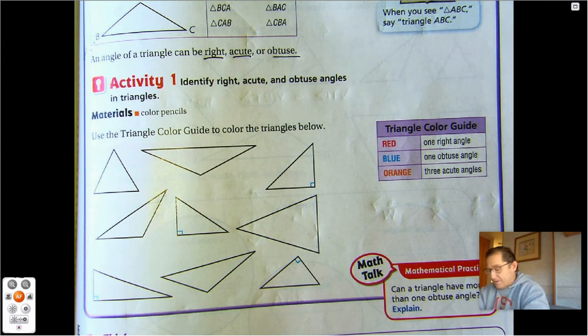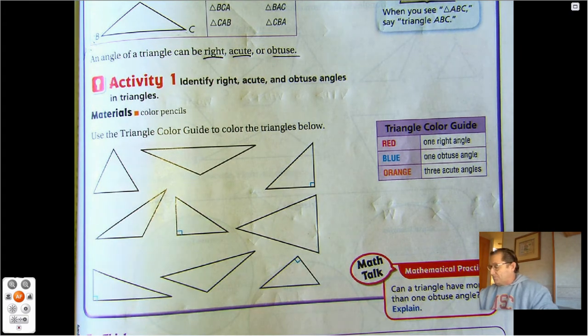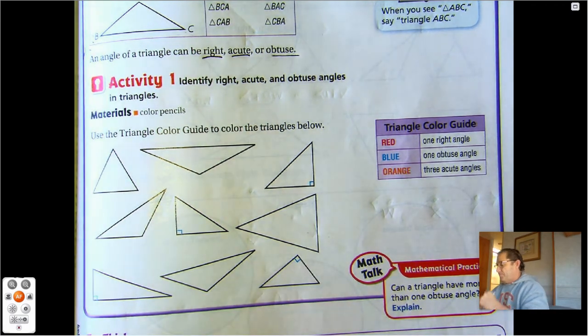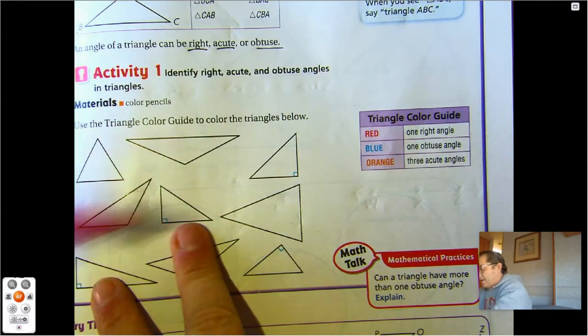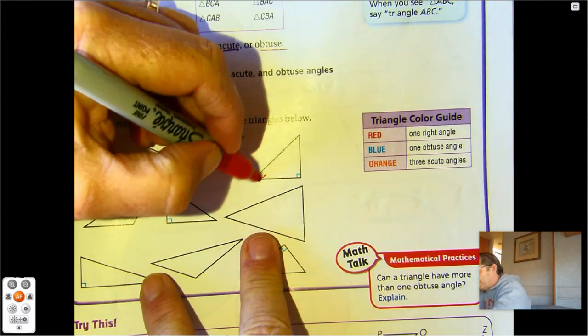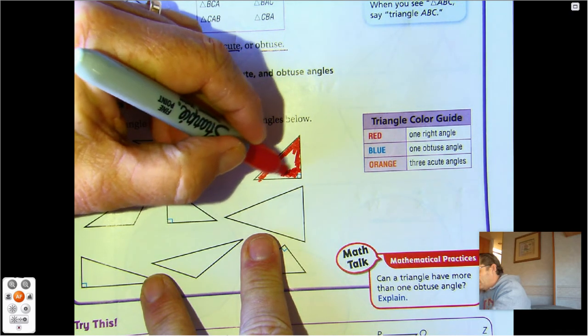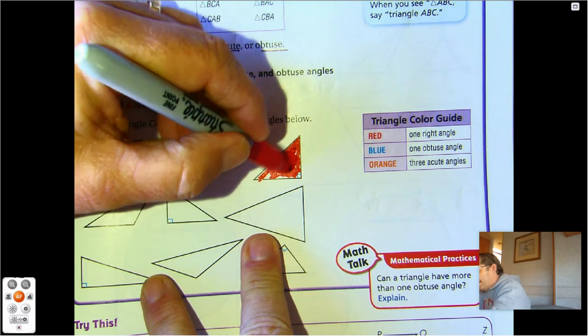So if you can get three different color pencils, a red, blue, and orange, we're going to identify these triangles based on the size or measurement of their angles. And I'm going to start with the right triangles first, because one, they give us a clue. It has the blue square. So I'm going to color in all the right triangles red.